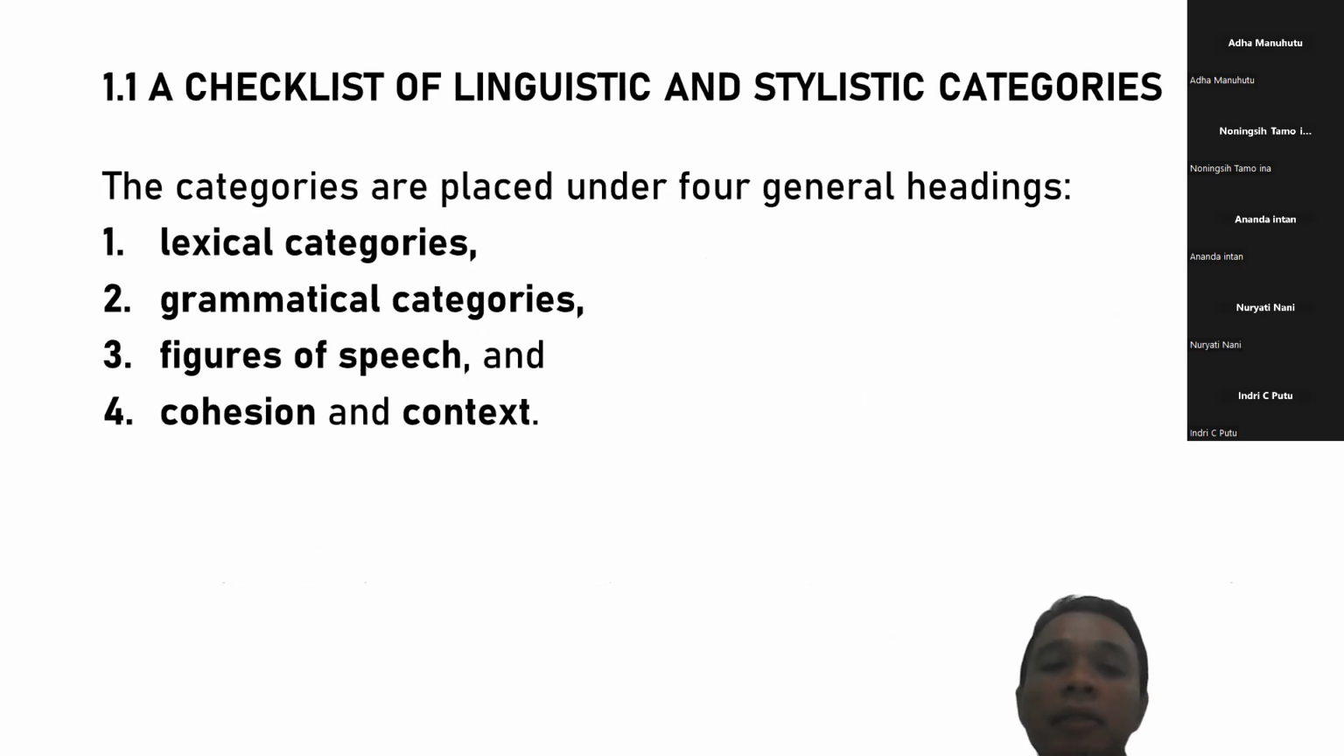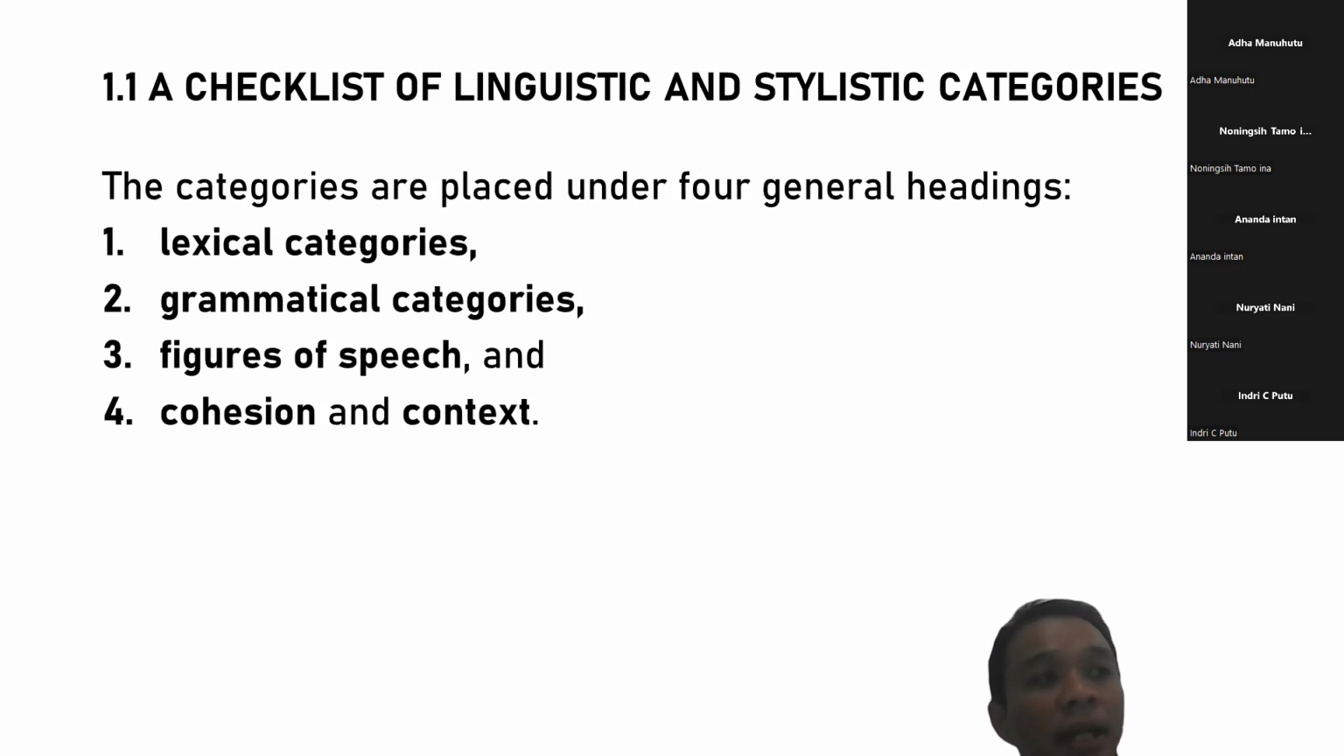Well, the second one is about a checklist of linguistic and stylistic categories. Okay, in English prose, we have what we call the checklist of linguistic and stylistic categories. The categories are placed under four general headings. Okay, the first one is lexical categories. The second one is grammatical categories. The third one is figures of speech. And the fourth one is cohesion and context.